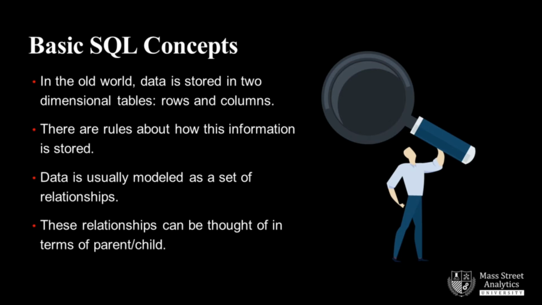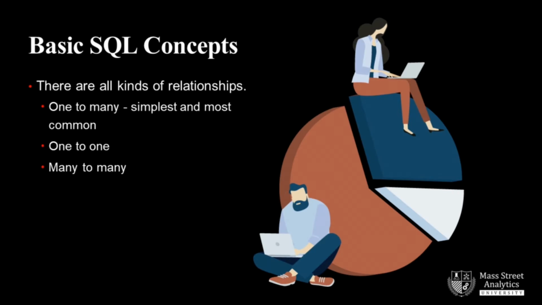To ensure that the relationships were not broken, you would set up the table with certain rules. For example, a record could not be inserted into a child table without a related record in the parent table. The relationship that I just described is called a one-to-many relationship. One record in the parent table can have 0 to many related records in the child table. That is just one kind of relationship.